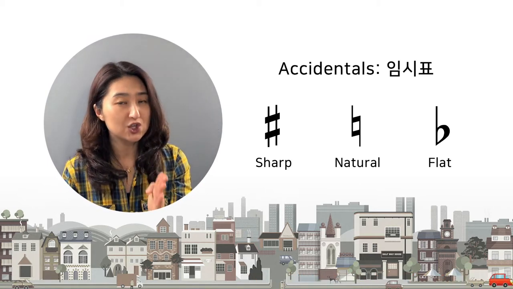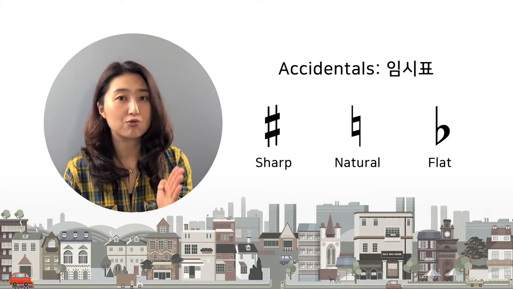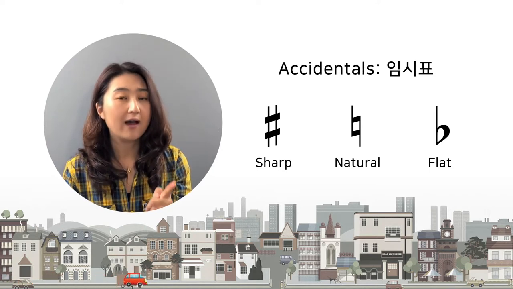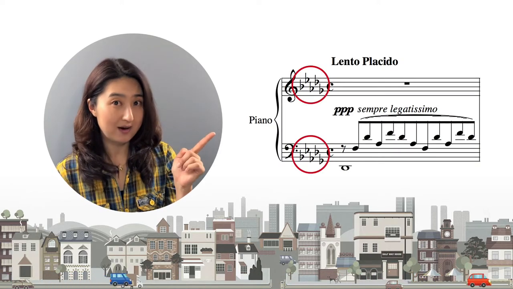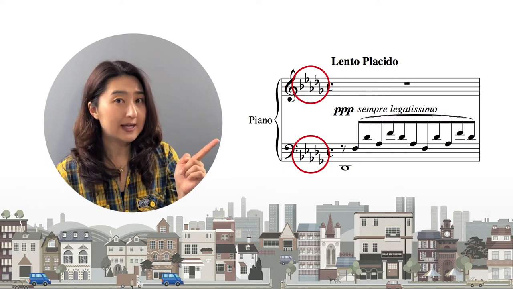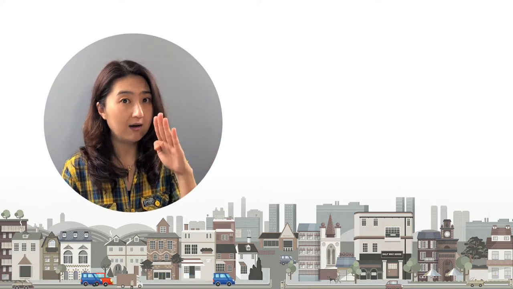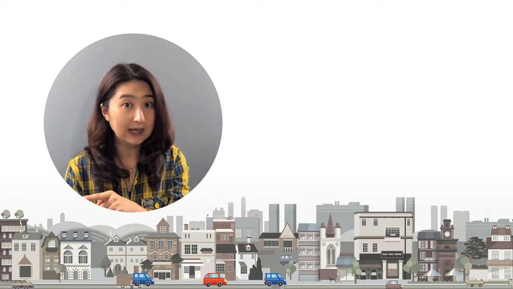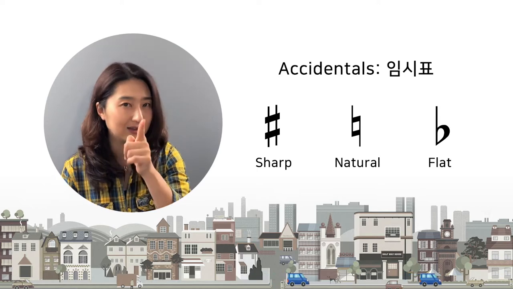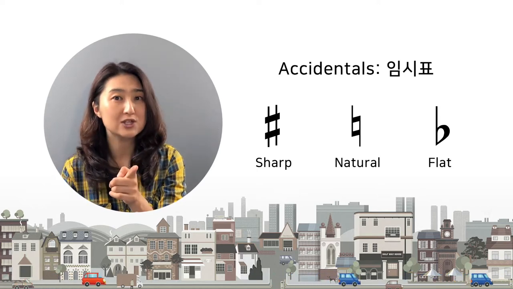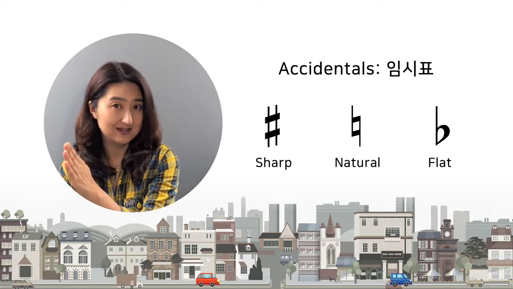What if you want to put the sharps and flats throughout the whole song? Then we have to put the sharps and flats before the time signature, like this. But if the sharps, flats, or naturals are in the music during the playing, then we call that an accidental, because it happened accidentally on only that note, and it's only good for the measure.